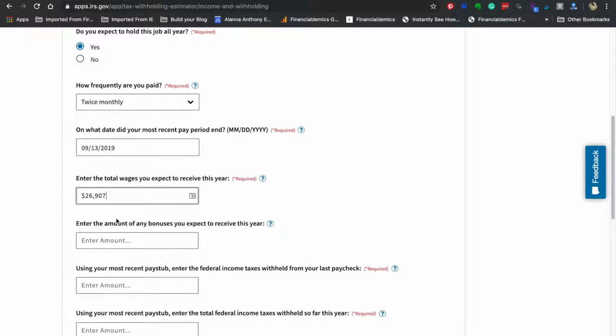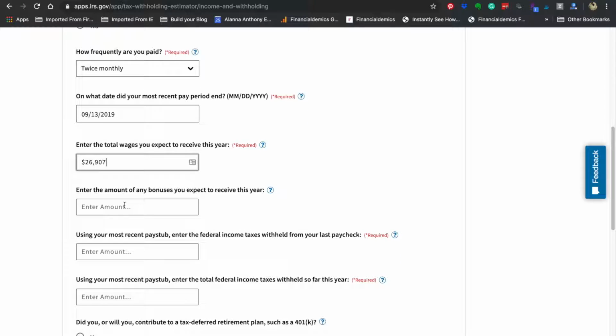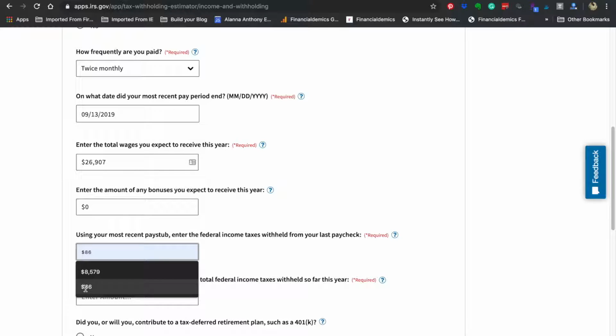For their wages, as you see, I tested it already, so some of the information is dropping in for me. So you put exactly what you expect to receive for the year in income from your actual job. They don't expect to receive any bonuses. From their last paycheck, the taxes that were held were $86.